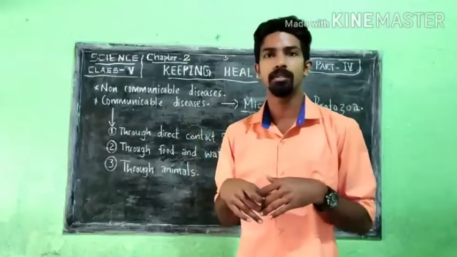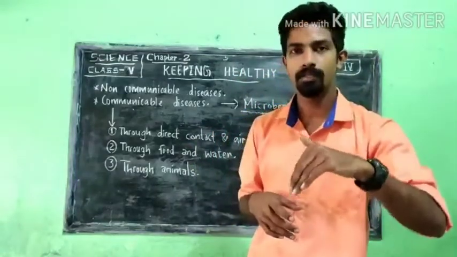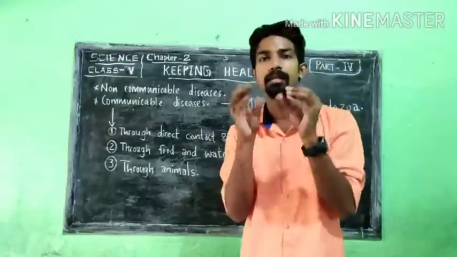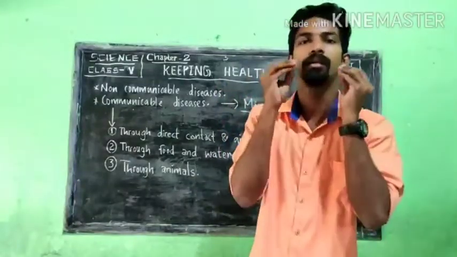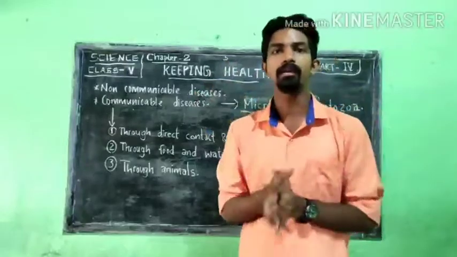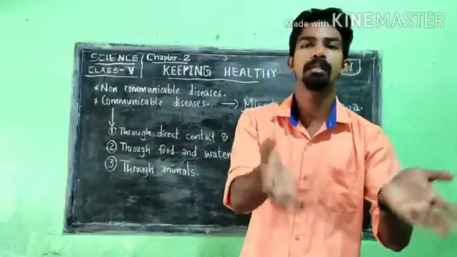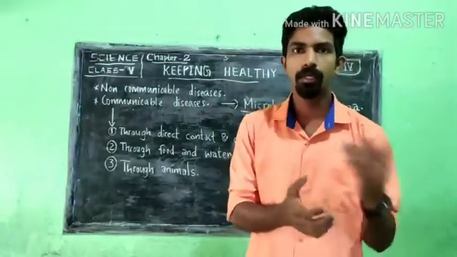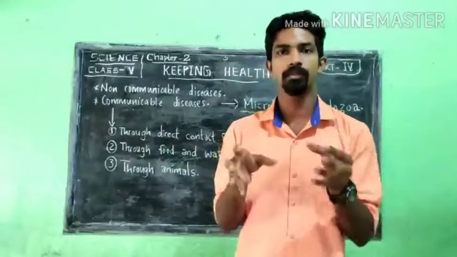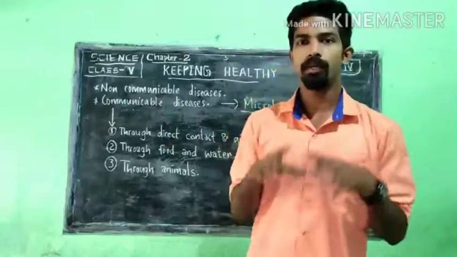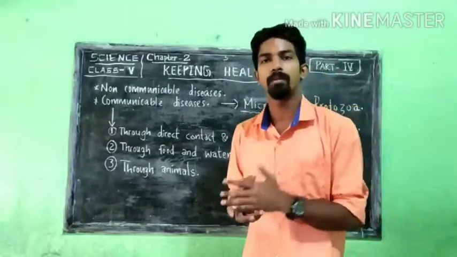You are taking oxygen. So when she sneezes, what happens? The disease causing germs, these microbes, come out into the air. Then the person who is sitting beside that girl or boy takes these disease causing germs inside. So automatically you also will be affected.